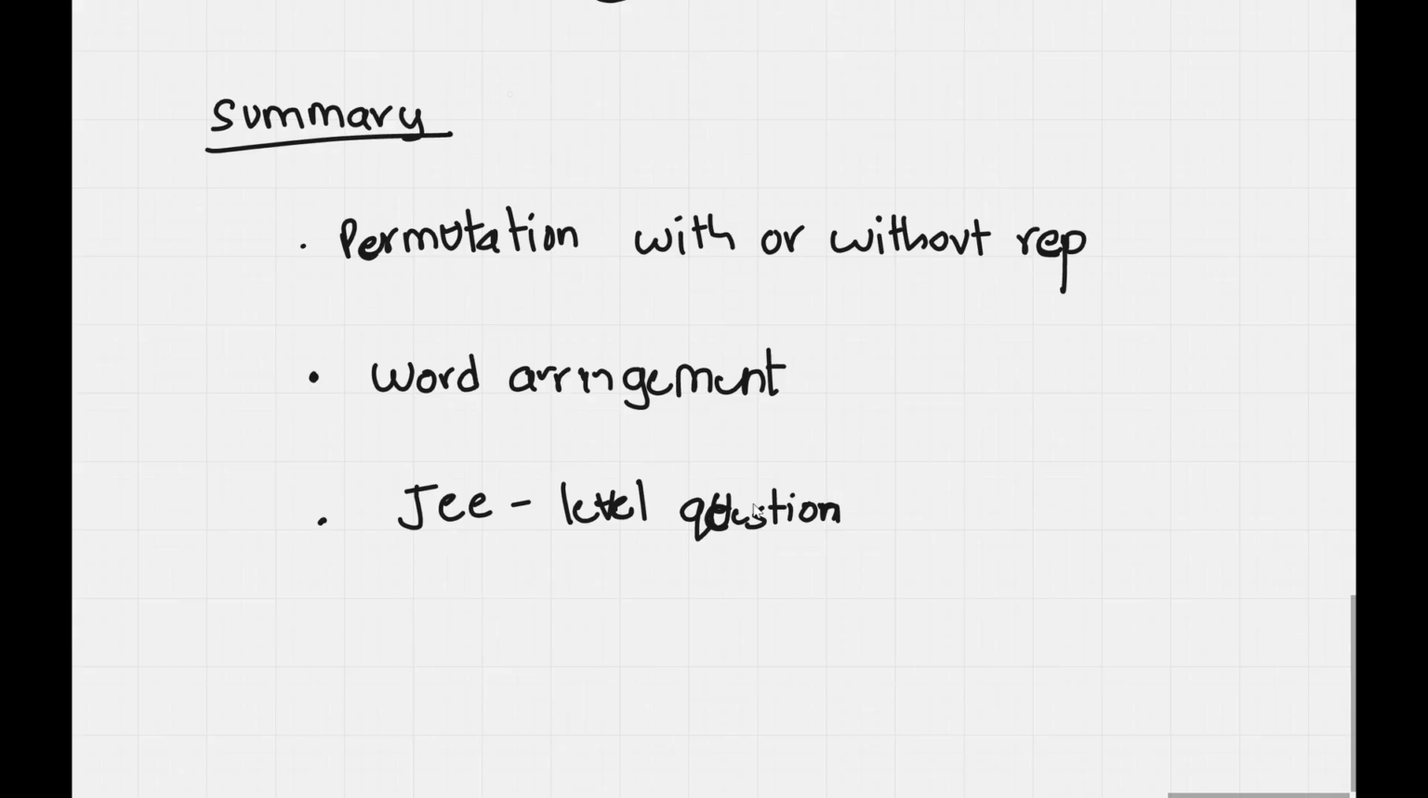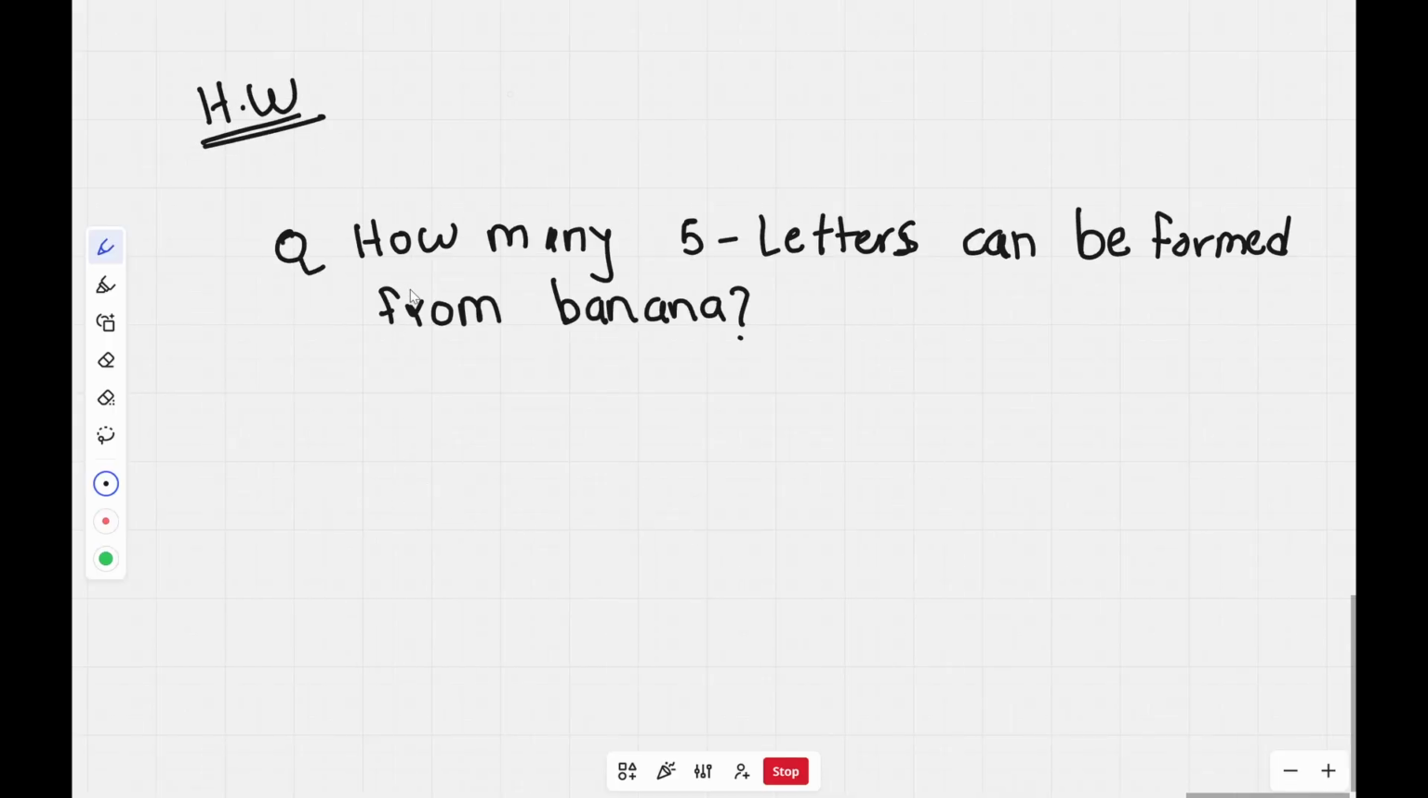And I have a simple question for you to solve, and you can comment the answer. So here is the homework question. The question says, how many five letter words can be formed from the word banana? The word banana has six letters, and you need to form only five letter words. So you can use the nPr formula and you can solve it. So that was the hint.